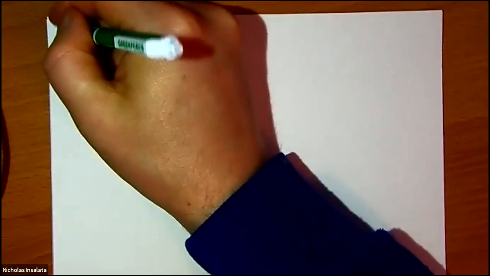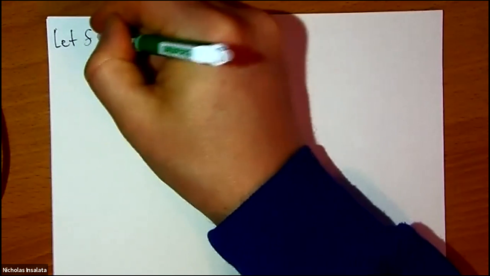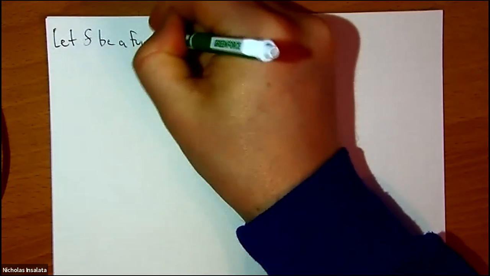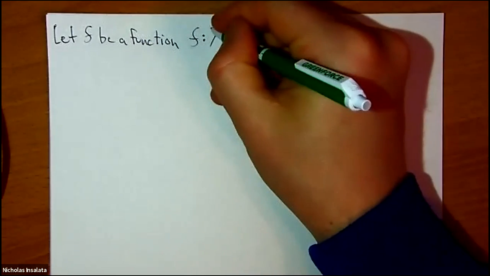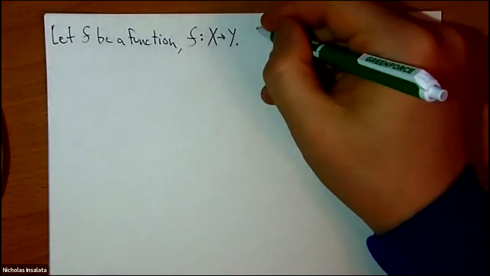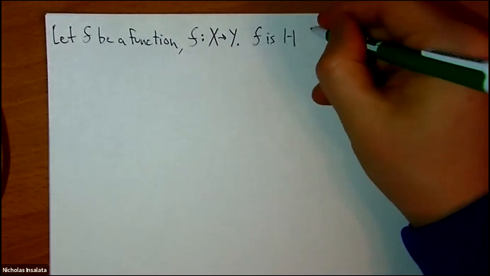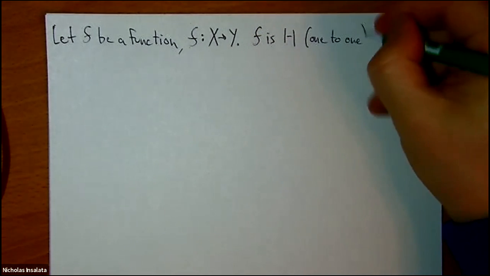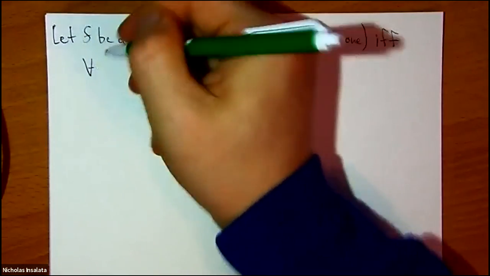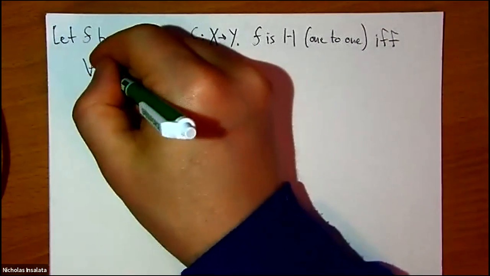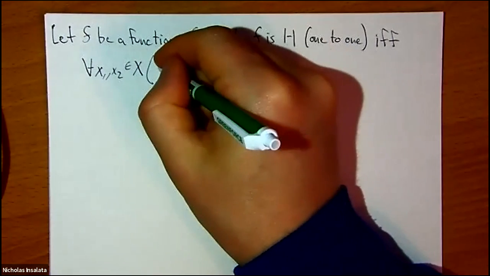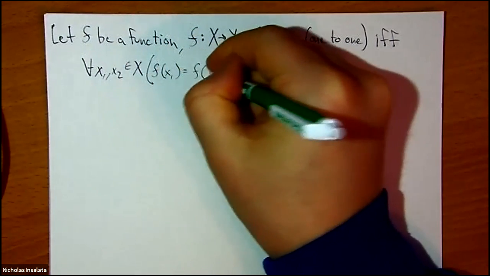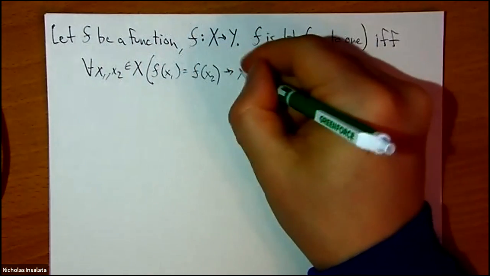Perfect, right? So if we've got a function here, let f be a function, f maps from X to Y. Okay, f is one-to-one if and only if for all x1 and x2 in X, f of x1 equals f of x2 implies x1 equals x2. That's perfect.